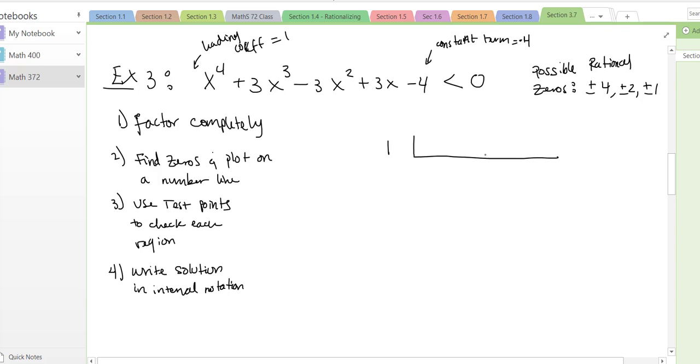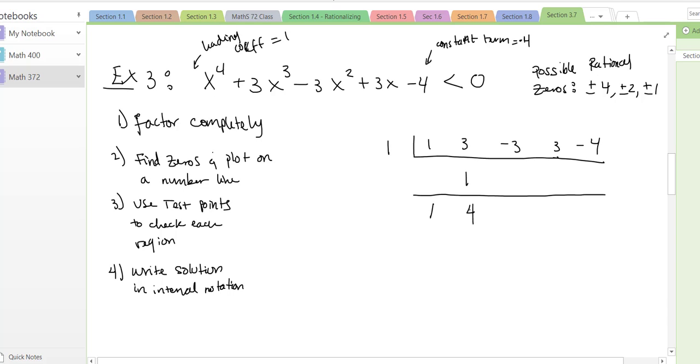So I take 1, and then we put all the coefficients of each term. I'm going to have 1, 3, -3, 3, and -4. So the fourth degree, third degree, second degree, first degree, and constant term. Then we bring down the leading coefficient, 1. So 1 times 1, we multiply. 1 times 1 is 1, and we add. So 3 plus 1 is 4.